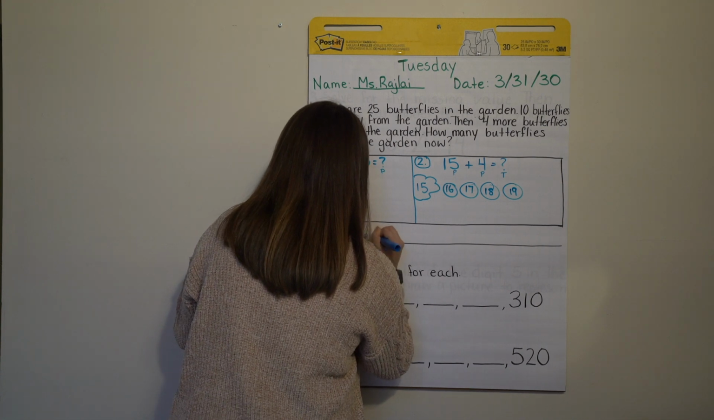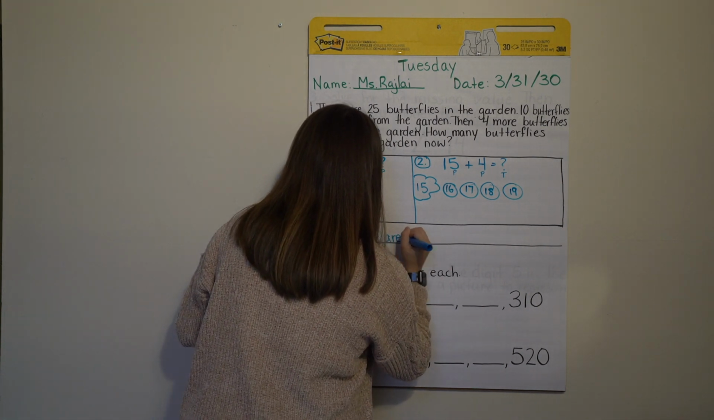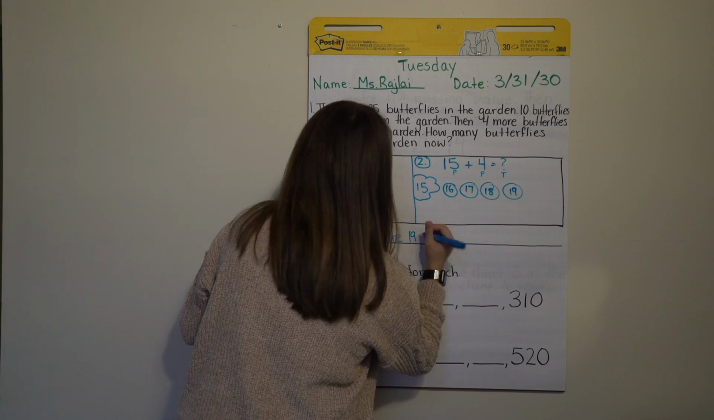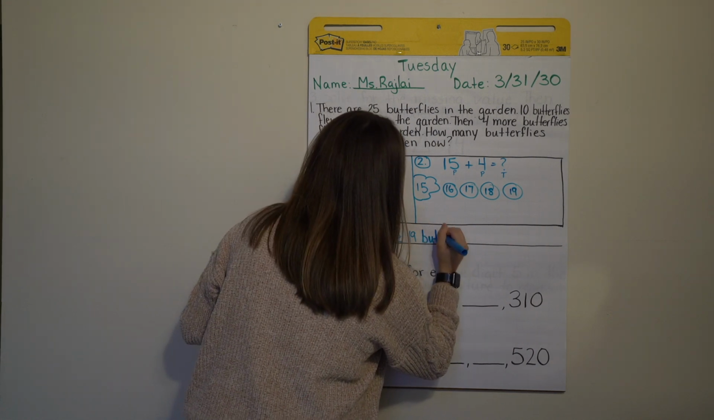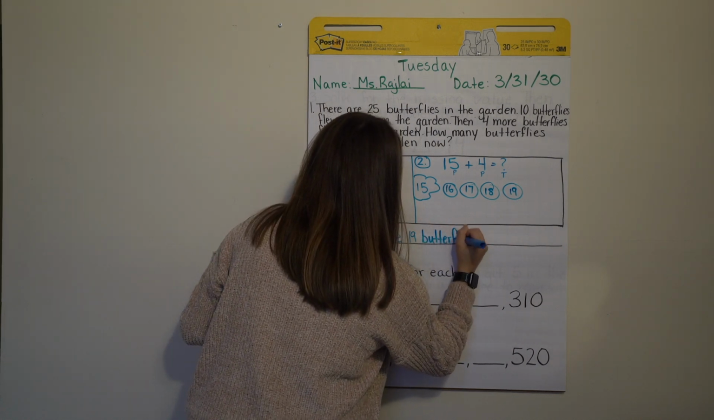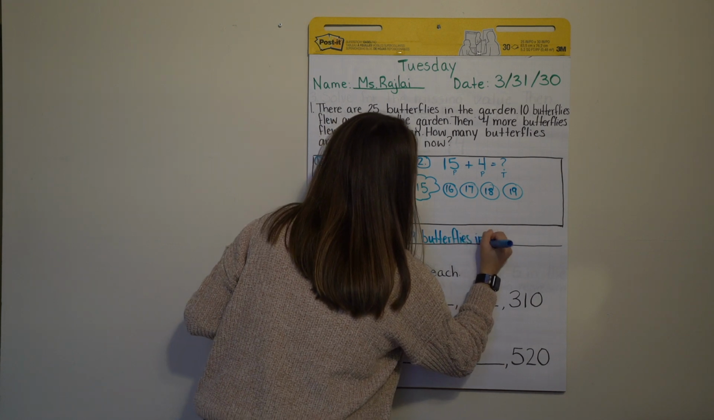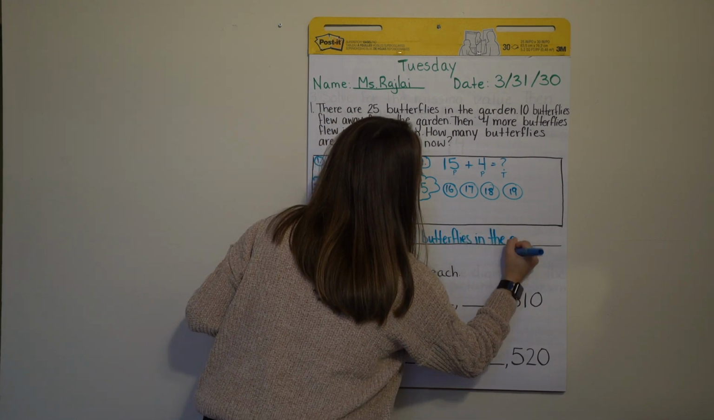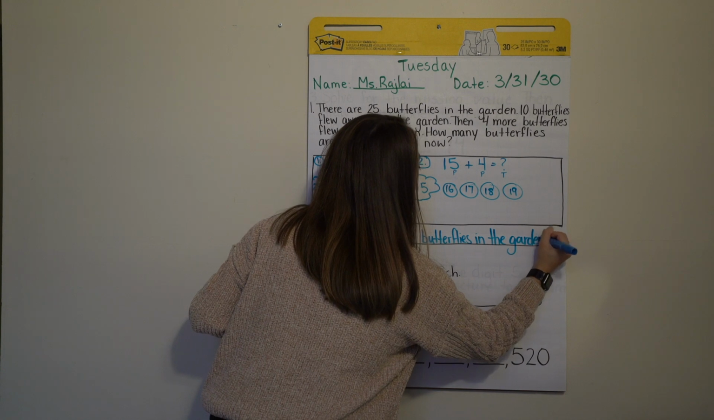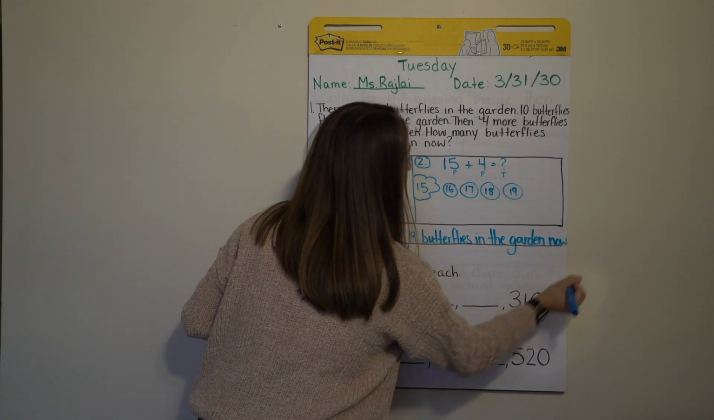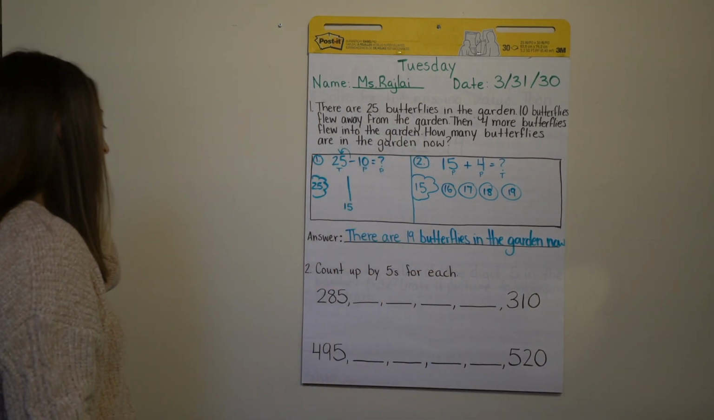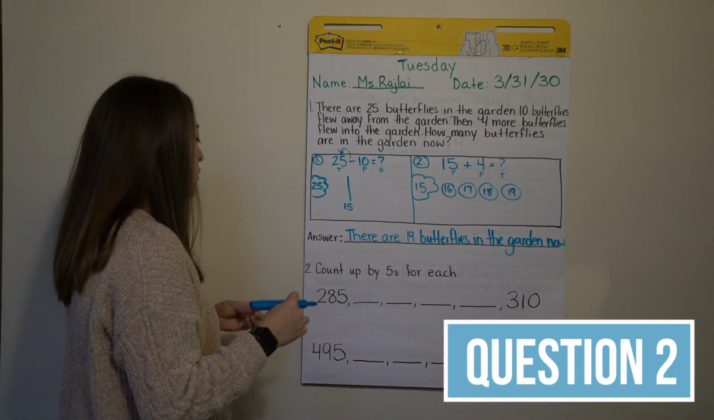There are 19 butterflies in the garden now. Okay. Now we're going to go on to question number 2.